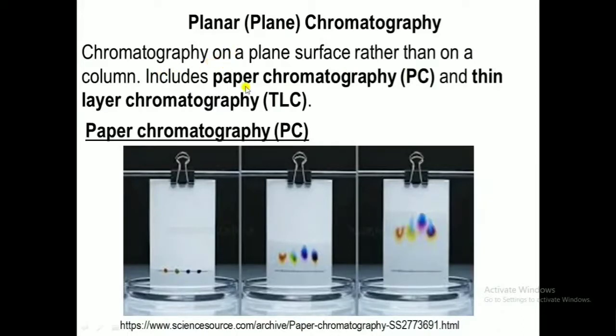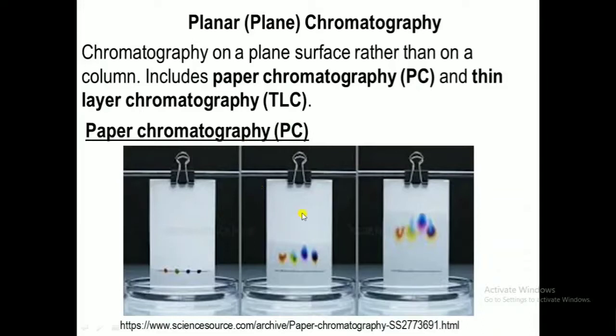Plane chromatography, or planar chromatography, is a chromatography technique on a plane surface rather than on a column. In the previous classes, we were discussing column chromatography techniques, adsorption and partition column chromatography. But here in planar chromatography, we carry out the chromatography process on a plane surface rather than on a column. So that's the difference. There are two kinds of plane chromatography, paper and thin layer. First we will see what paper chromatography is.